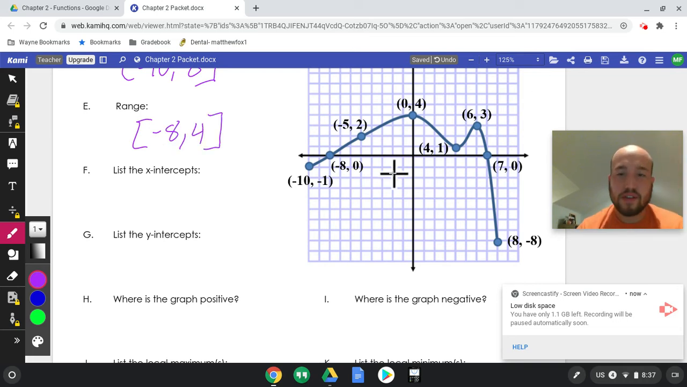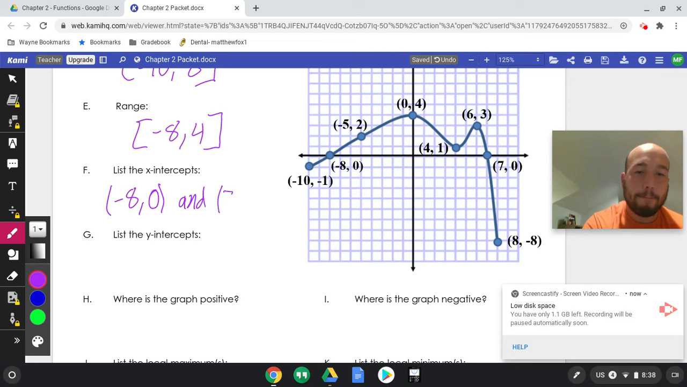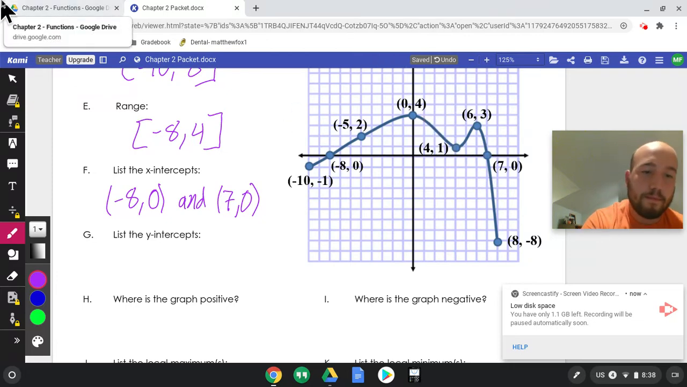All right, list the x-intercepts. In our case, there's 2, at (-8, 0) and at (7, 0). It's where is the y value equal to 0? All right, list the y-intercepts. There's just one here at (0, 4).